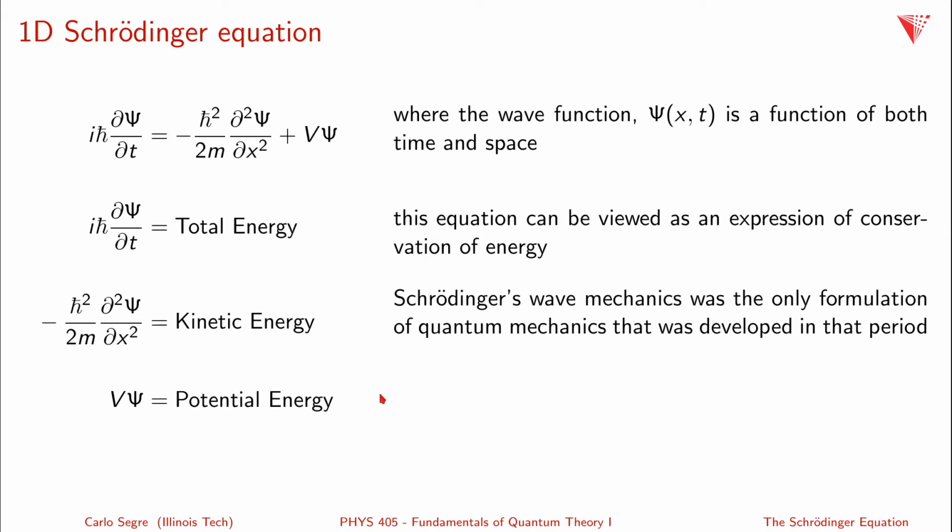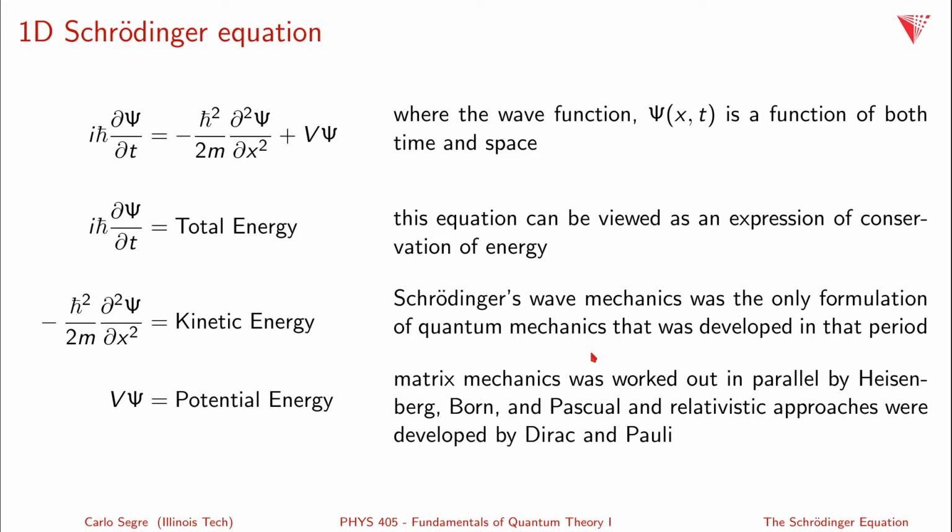So Schrödinger's wave equation was not the only formulation of quantum mechanics that was developed in that period. There were other ones. There was matrix mechanics, which was worked out in parallel by Heisenberg, Born, and Pascual. And then later, relativistic approaches were developed by Dirac and Pauli. However, Schrödinger's equation and this wave mechanics is a really good place to start, and it still works very well. It's a very successful theory, and that's why we're going to spend a lot of time with it.